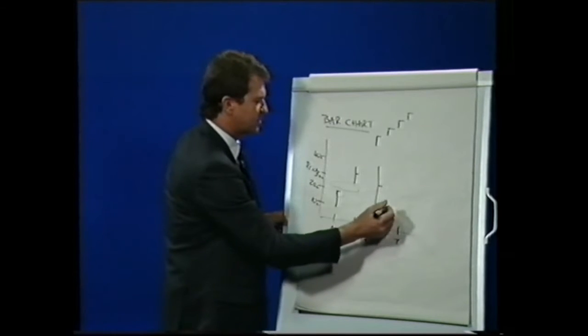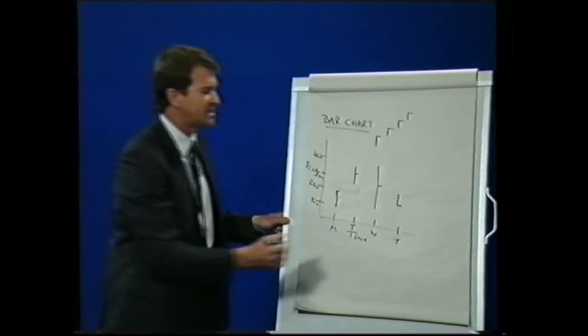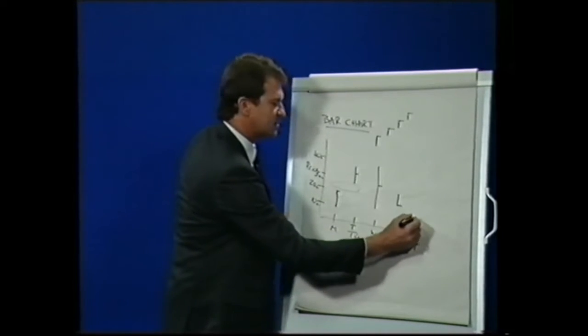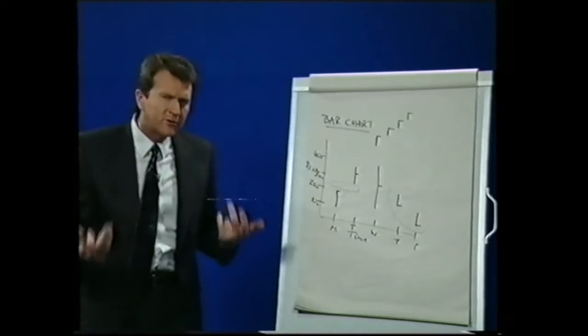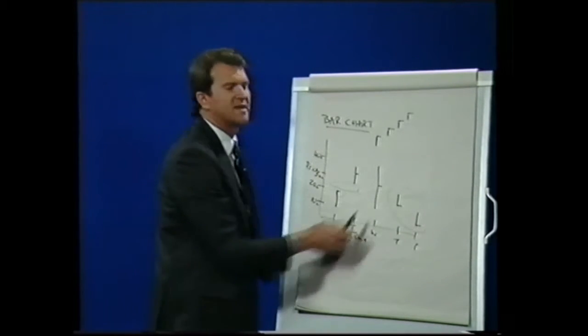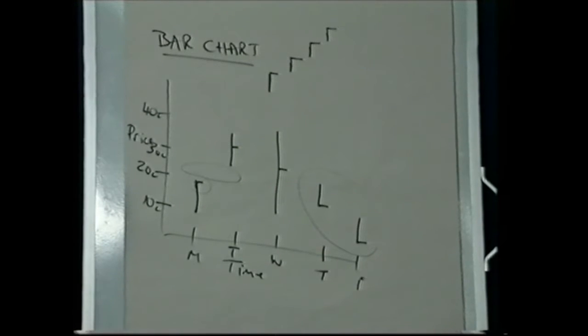Equally, on the Thursday, if the share price opens at 30, comes down to 20, and closes at 20, and on the Friday opens at 20 cents, closes at 10, that formation would be bearish in the sense that the share price is closing at the bottom of its trading range on each of those days.